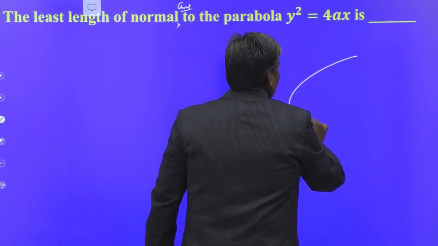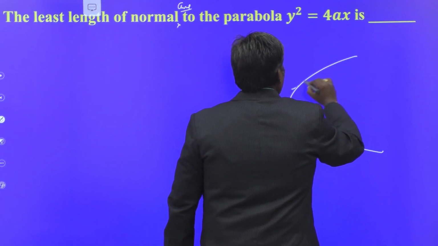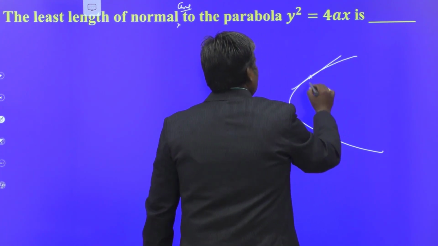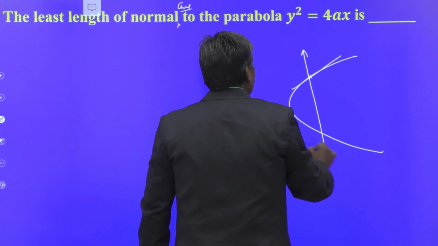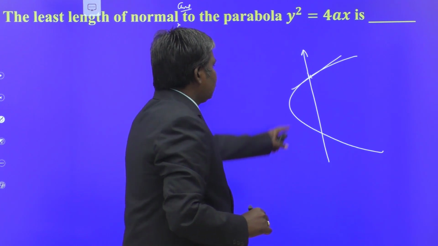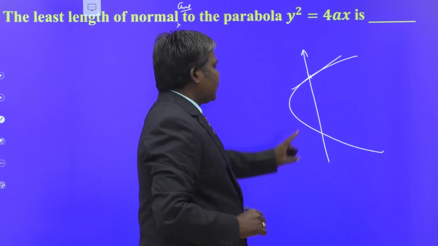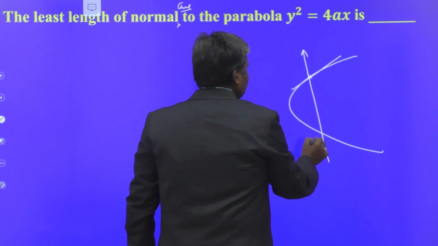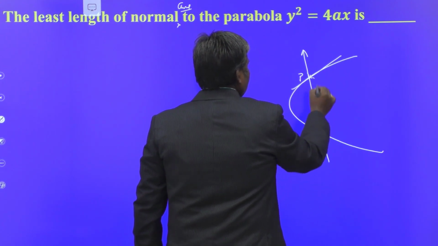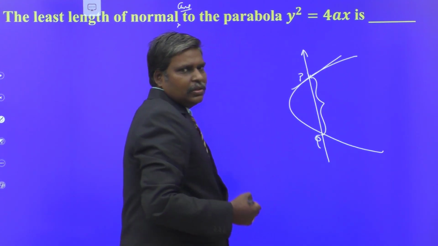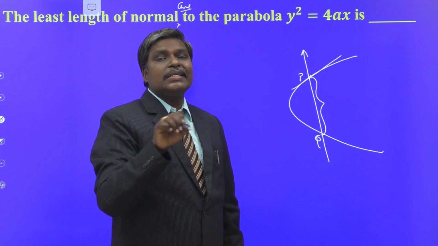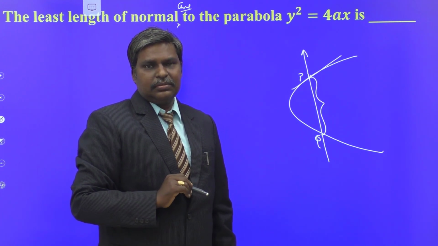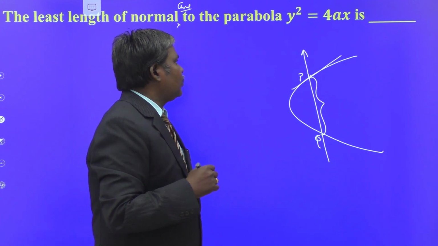Suppose this is the parabola. You can take infinite number of points on the parabola. You can draw the normals at those points. The normal at any point intersects again on the curve at Q, say. This is point P. This is the length of normal. You have to find out the least length of the normal chord of the parabola y square equal to 4ax.